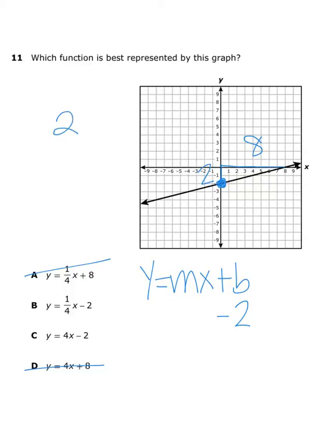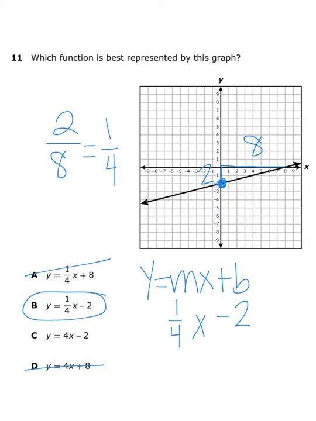So your change in y over your change in x is 2 over 8 or 1 over 4. So the slope is 1 over 4. The y-intercept is -2. That's why B is the correct answer. You could also pick 2 points on the line and put that in your stat edit menu.